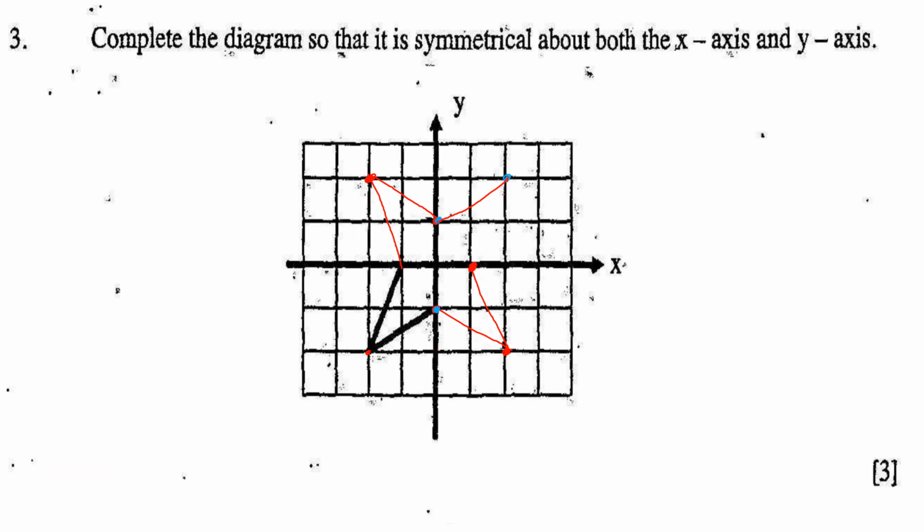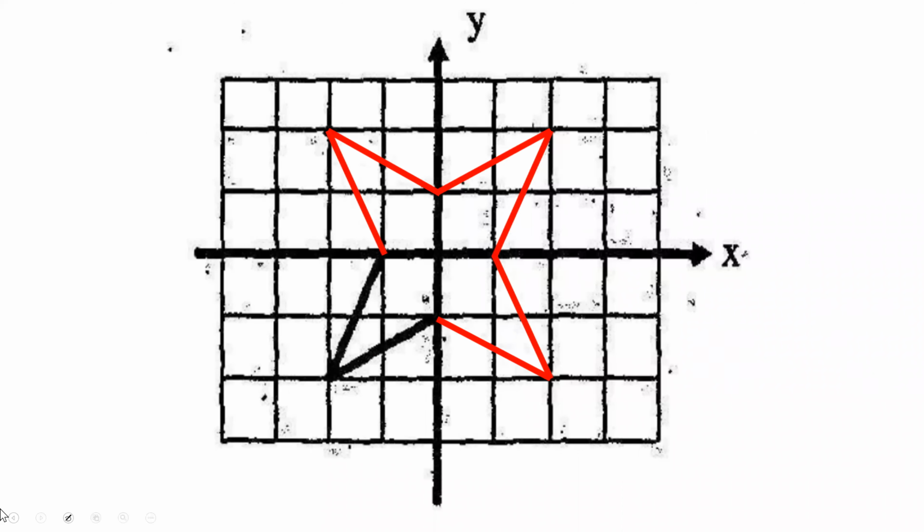Right here. Okay, so that's how we get this image. And if we look carefully at it, this is one, two spaces away. Similarly, this is one space away, so it's going to be one space away.